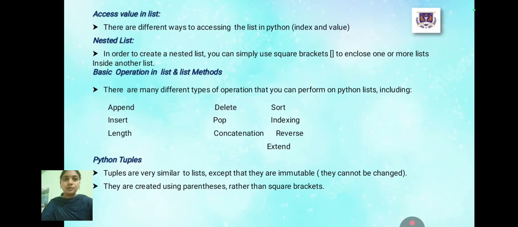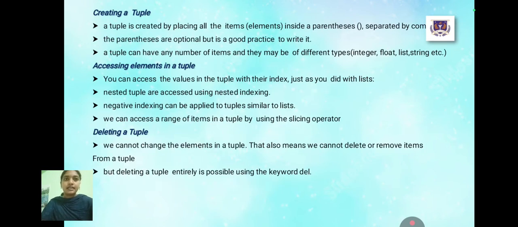Python tuples. Tuples are very similar to lists except that they are immutable. They cannot be changed. They are created using parentheses rather than square brackets. Creating a tuple. A tuple is created by placing all the items inside parentheses separated by commas. The parentheses are optional but it is good practice to write them. A tuple can have any number of items and they may be of different types: integer, float, list, string, etc.